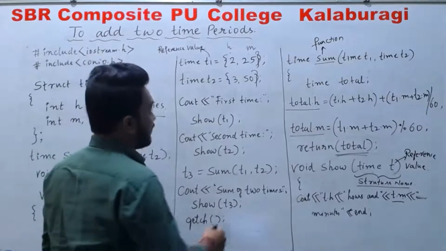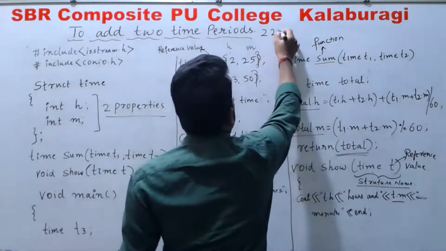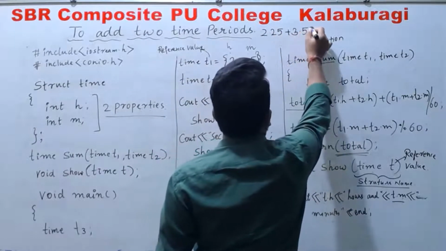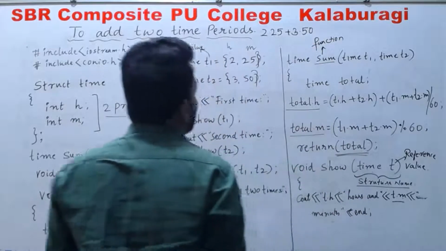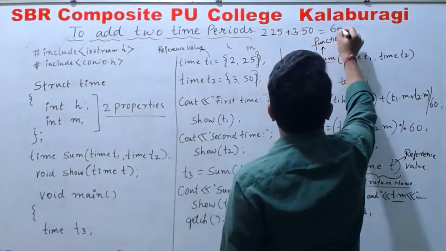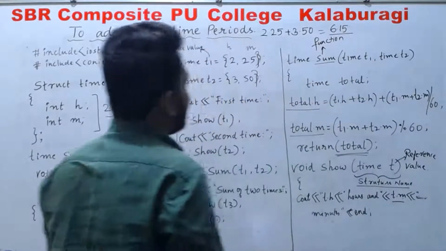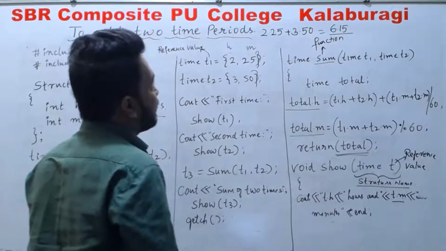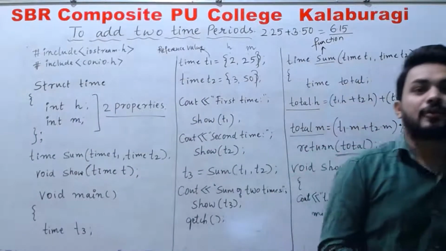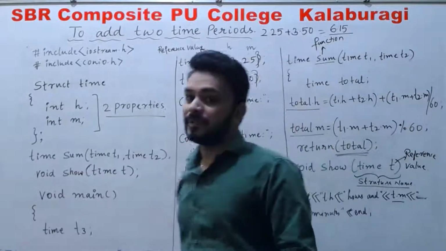So it will give us 2 hours 25 minutes plus 3 hours 50 minutes, right? So it will give us 6 hours 15 minutes. The total it will give is 6 hours 15 minutes, correct? So this is a program to add two time periods.